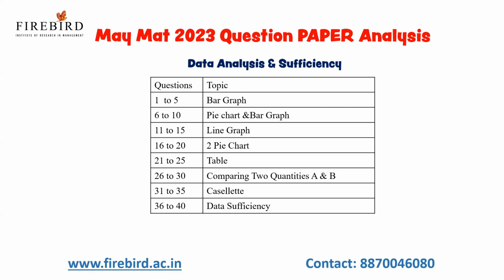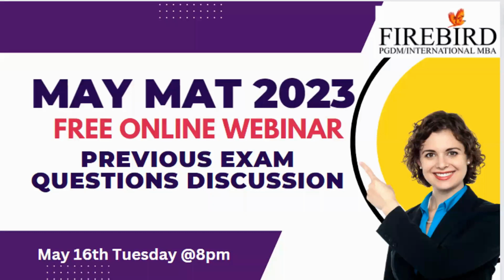And then comparing 2 quantities, caselet 1 and data sufficiency only 5. So data sufficiency you can expect 5 to 10 questions, and comparison you can expect 2 to 5 questions. So 20 to 25 questions you can expect from data analysis type like bar graph, pie chart, line graph and tabular column type. Okay, I hope you all got a lot of information about these May MAT important topics.